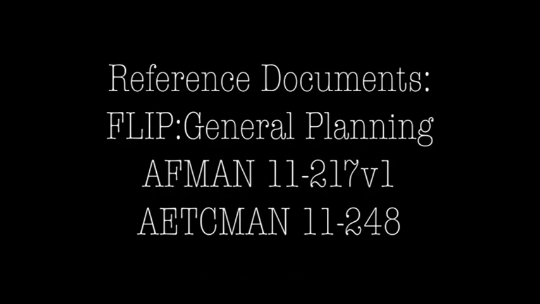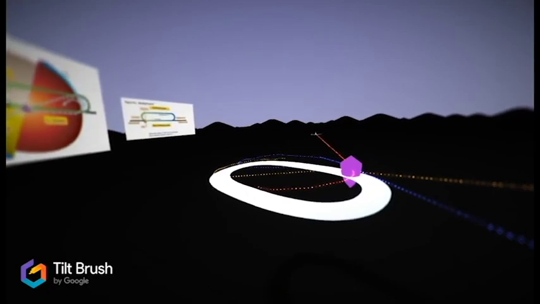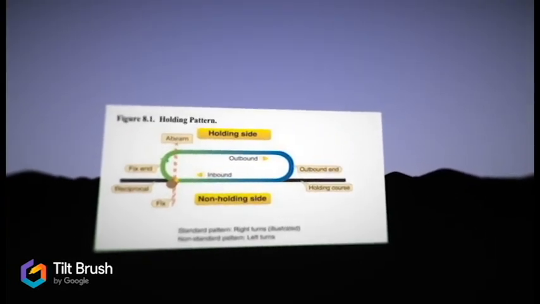This will be a brief discussion on holding entries, specifically using the AIM method. For further reference, please review the following documents. For this example, we will assume it is a standard day with no wind. Our holding pattern is right-hand turns with 1-minute legs.